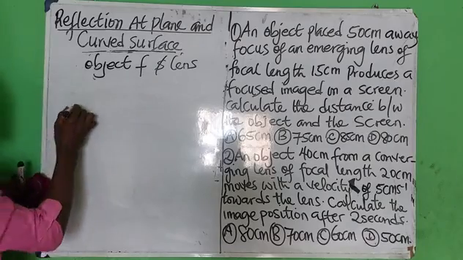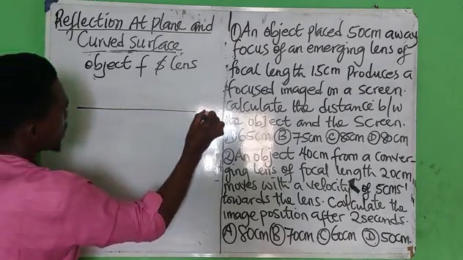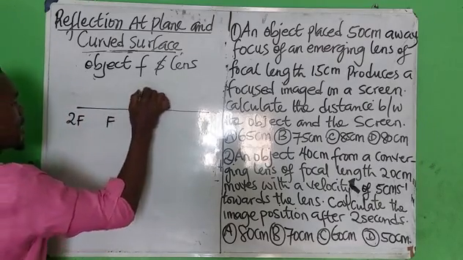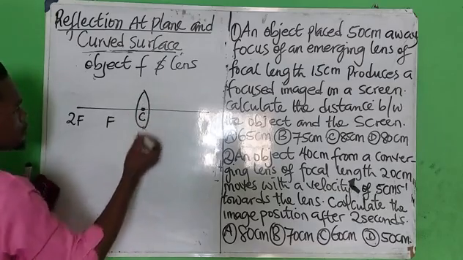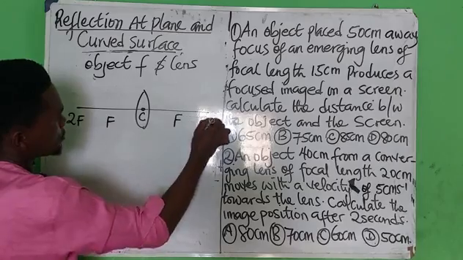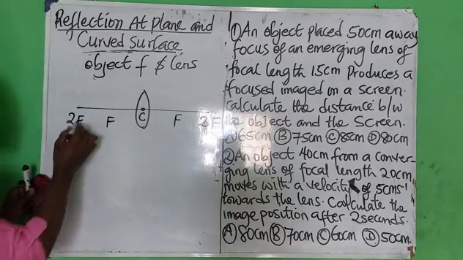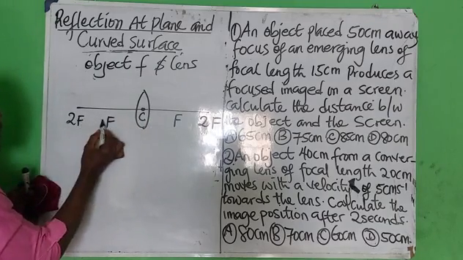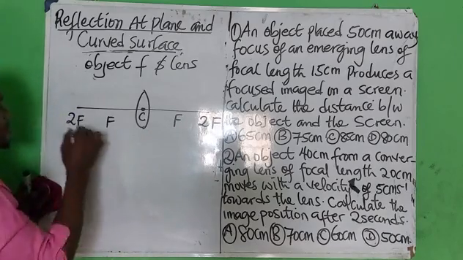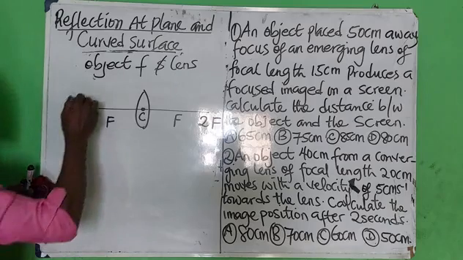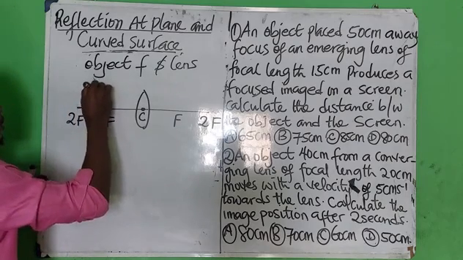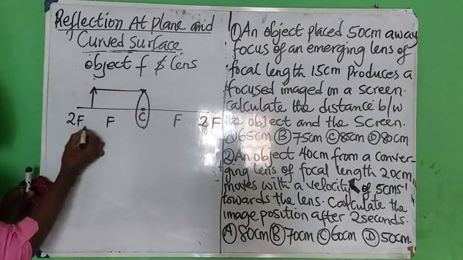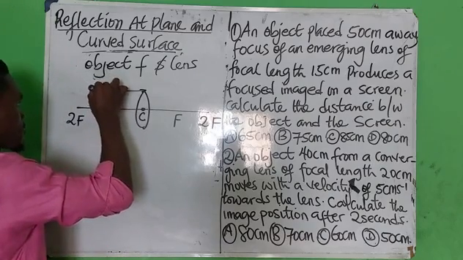When an object is placed, if I have 2F, I have F, I have my lens somewhere here, which is the radius of curvature, and I have F, and I have 2F. You must take your measurement such that from here to here is also equal to from here to here. That's how it is. An object that is placed between 2F and F, I have this.